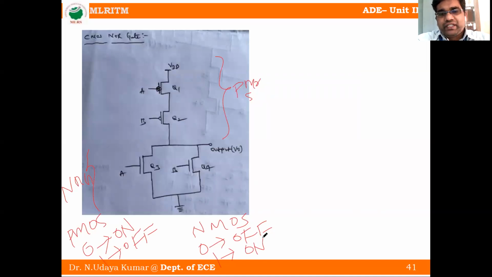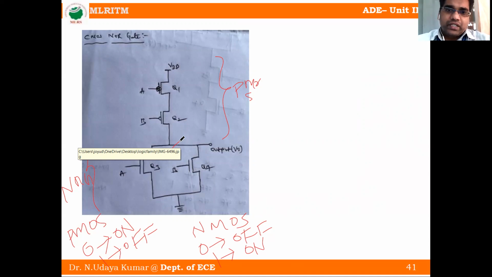Okay. Now this is a two input CMOS NOR gate. To implement a three input CMOS NOR gate, we need to connect one more transistor in the upper portion in series, and in the lower portion one more transistor in parallel. So that is called three input. Okay. Now, for understanding purposes, we will see the two input CMOS NOR gate.